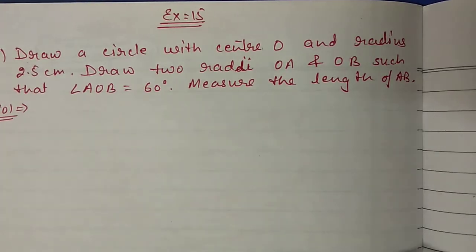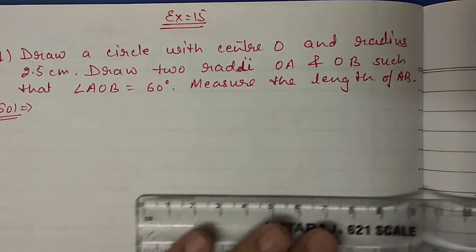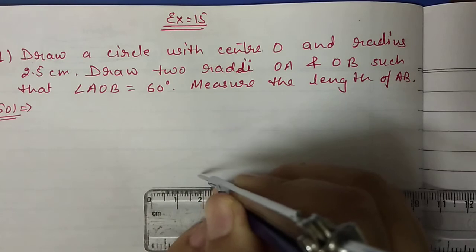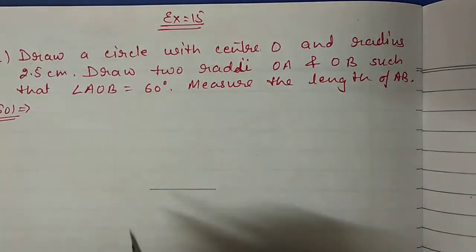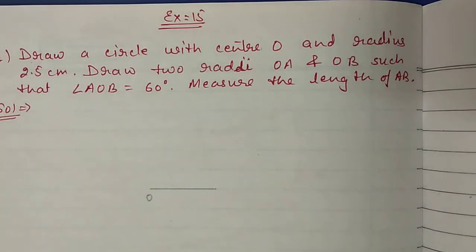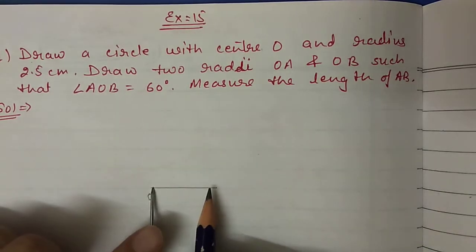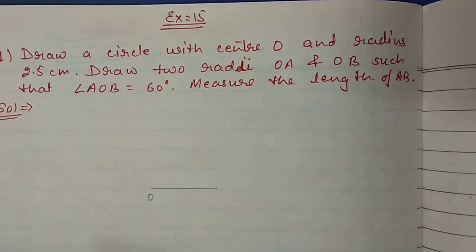So first we will draw a circle of radius 2.5 cm. For that, first you mark 2.5, draw a line of 2.5 cm. Take this point as center O and take this one as radius and draw a circle. Keep your compass here, measure 2.5 in your compass and then draw the circle.